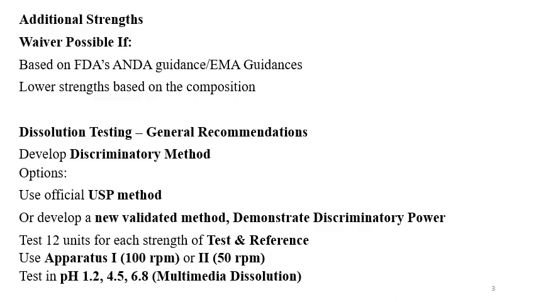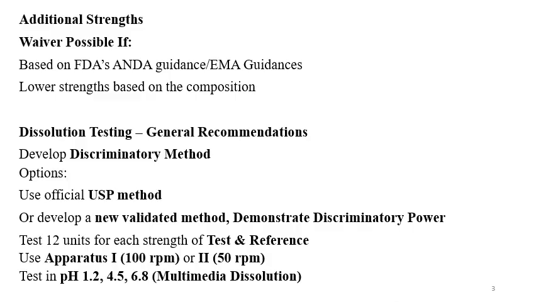Additional strength may be given a biowaiver based on the composition and dissolution similarity. So waiver is possible if it is based on the FDA's or ANDA's guidance, EMA guidances for lower strength or other strength based on the bioequivalence of the BE strength or higher strength, composition similarity, and the dissolution similarity. Then along with the bioequivalence, the dissolution testing is required for the extended release type of formulations.